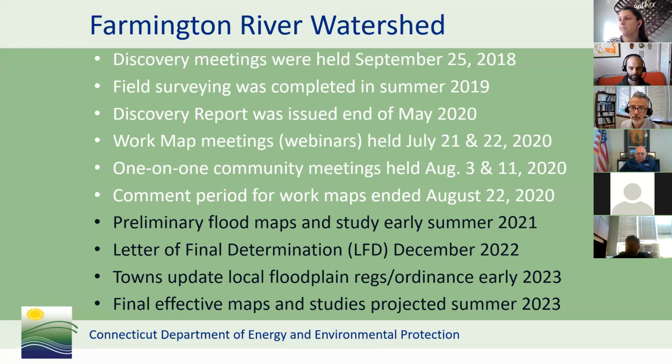The goal here is then to get you what they call a letter of final determination in December of next year. In other words, they're going to take those maps. Again, you have more time to comment. The public gets to comment. There's an appeal period. It's a long process. As you know, it takes a couple of years. And then with the goal of getting you a final map in 2023.